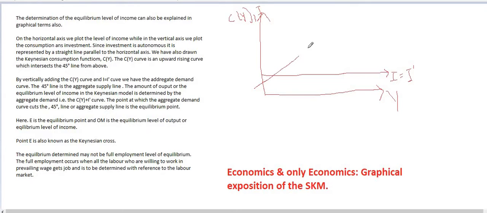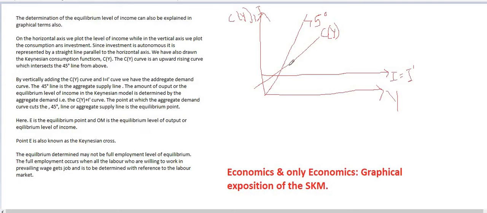We already know the Keynesian consumption function, C is a function of Y. The C(Y) curve is an upward rising curve which intersects the 45-degree line from above. So here we have got a 45-degree line also. What is that 45-degree line? It is the aggregate supply line.